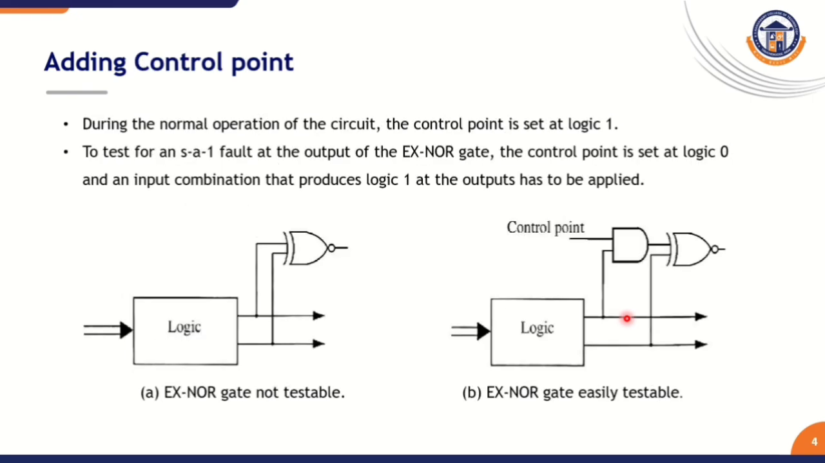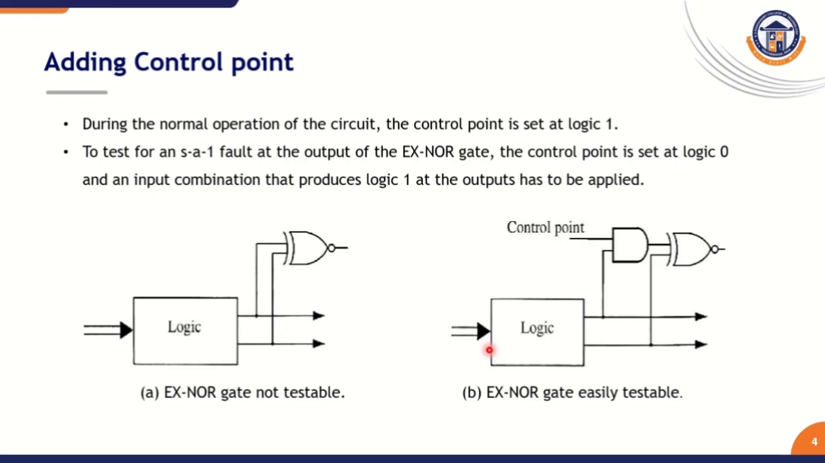Next, let us see adding control points. Control points are used to control the value of an internal node to either logic 0 or logic 1. This improves the controllability of the circuit. By forcing internal signals to required values, faults that were previously difficult to activate can now be easily tested.